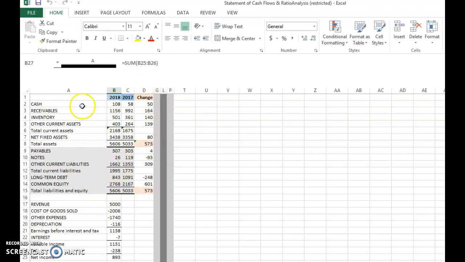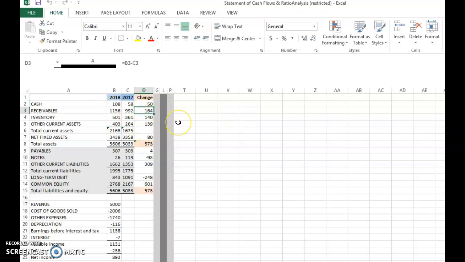For every line item here, we just compute the difference. We take the value for 2018 minus the value for 2017. That's the first step. For example, cash in 2018 was 108 million, and in 2017 it was 58 million. So the change, 108 minus 58, is 50. It tells you that this item, cash, has increased in 2018 compared to 2017 by $50 million. That's what we do for all the other items as well.